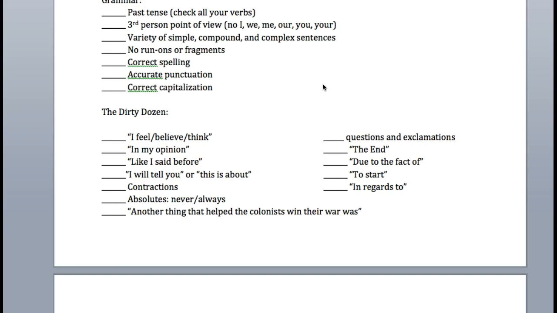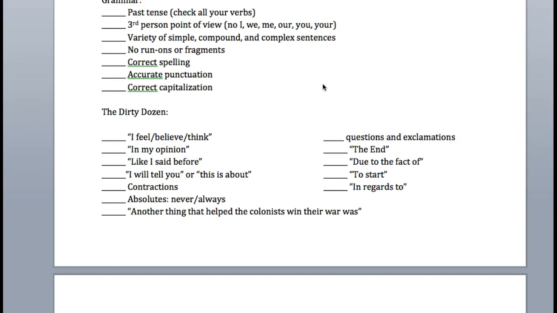We should not see any exclamation points in this paper, and I would strongly suggest that you avoid questions. If your reader has never wondered how we won the American Revolution, your paper's not going to get read. Okay, we are also avoiding contractions and words like never and always. We can get caught up in those. We're going to avoid the word thing. If you can, also avoid the word said.